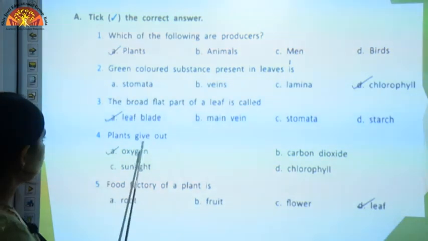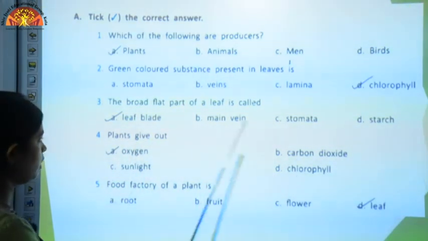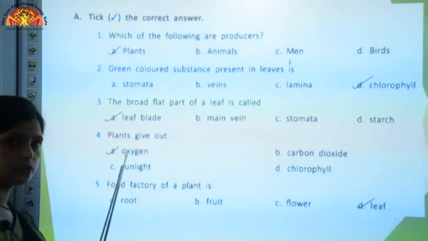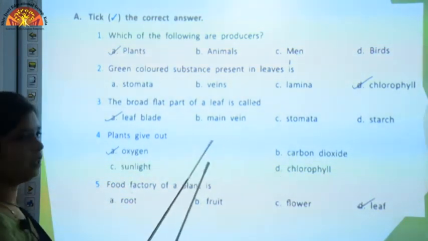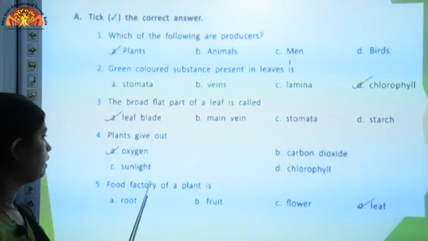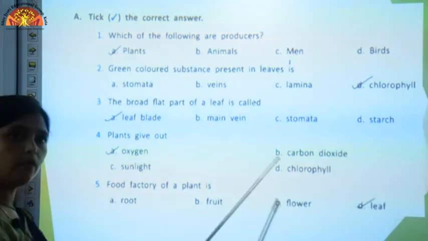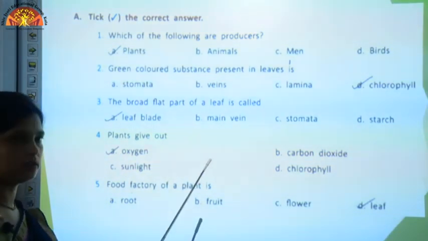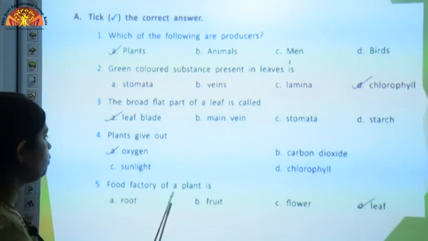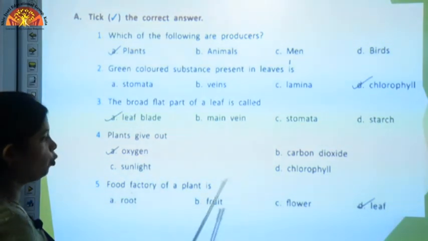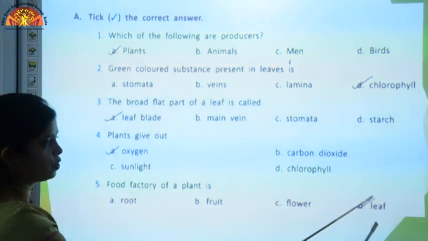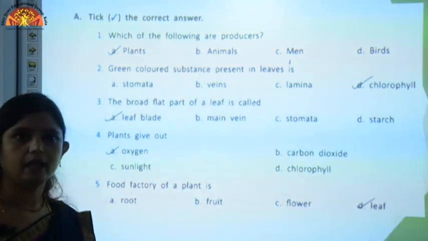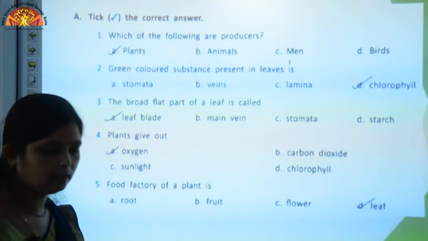Okay. Then plants give out oxygen, carbon dioxide, sunlight, chlorophyll. Here the correct answer is oxygen because they take carbon dioxide during the process and they use sunlight with the help of chlorophyll and they give out oxygen during photosynthesis. Now, food factory of a plant is root, fruit, flower or leaf. So, here leaf is the correct answer as it contains chlorophyll and it helps in preparing food for the plants.